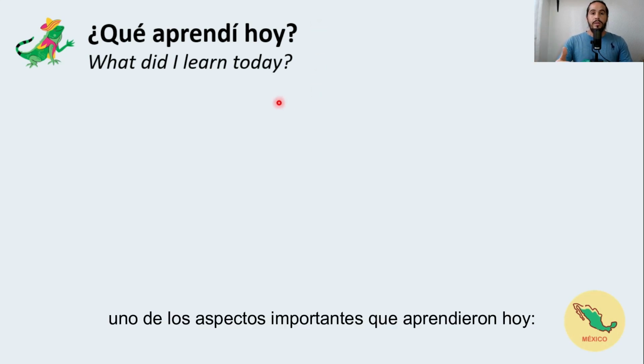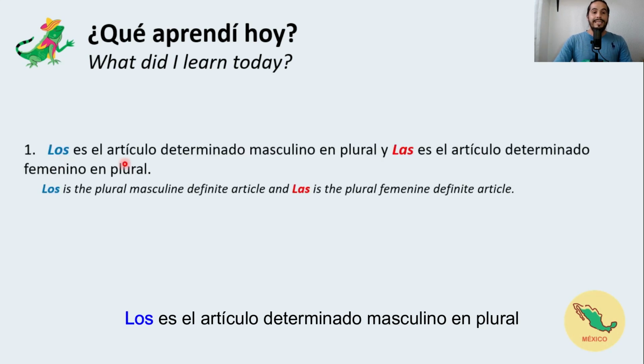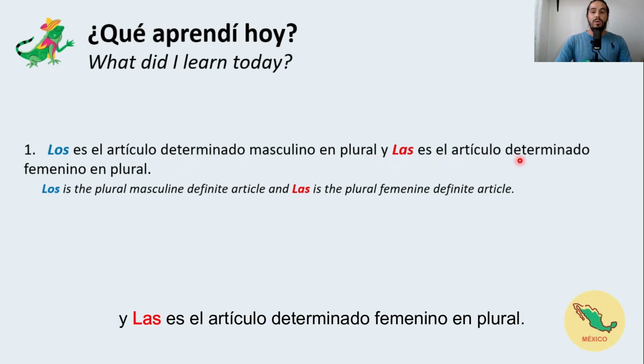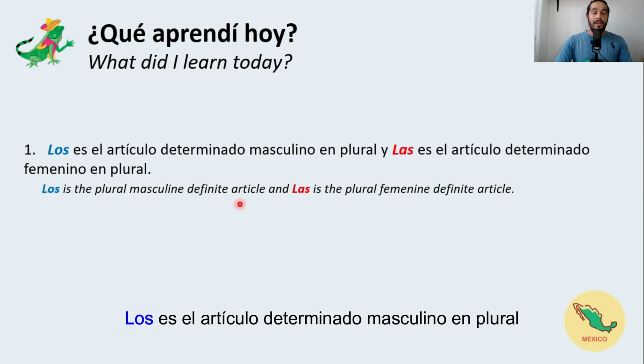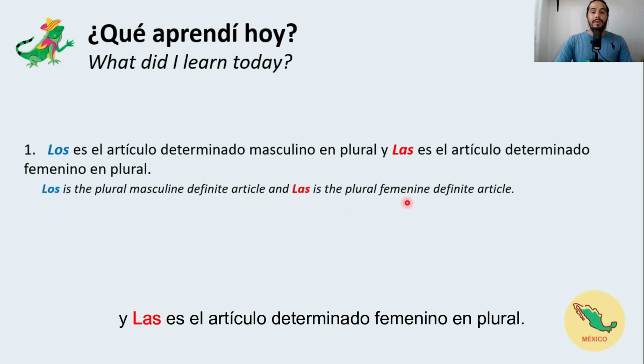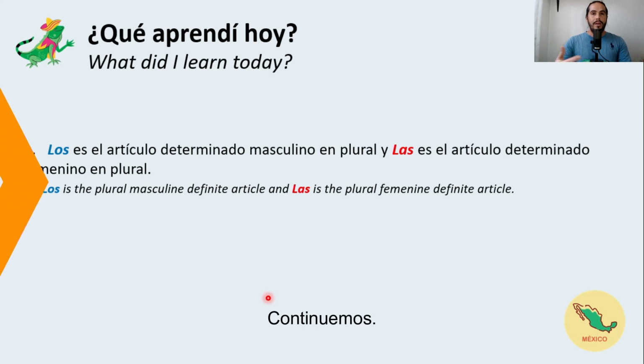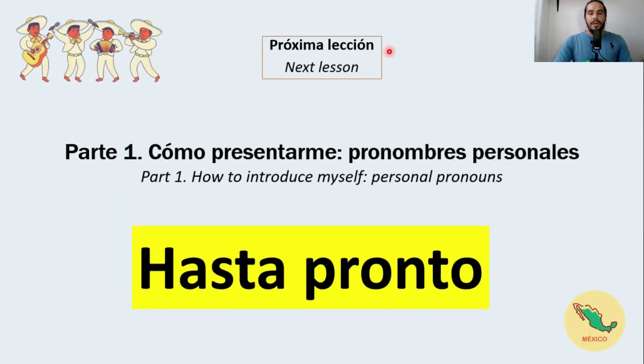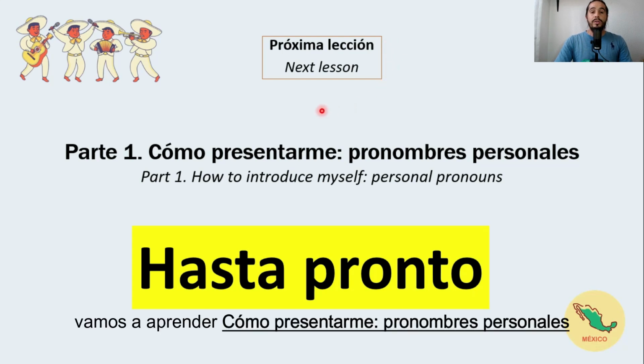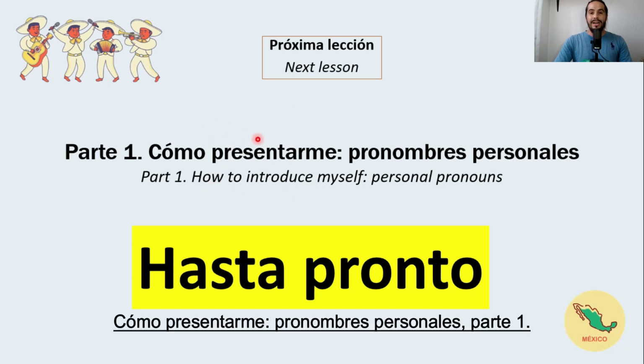So, one of these important things that you learned today, los es el artículo determinado masculino en plural y las es el artículo determinado femenino en plural. Los is the plural masculine definite article and las is the plural feminine definite article. So let's continue. In our next lesson, próxima lección, we are going to learn how to introduce myself. Cómo presentarme. Parte 1. Part 1.